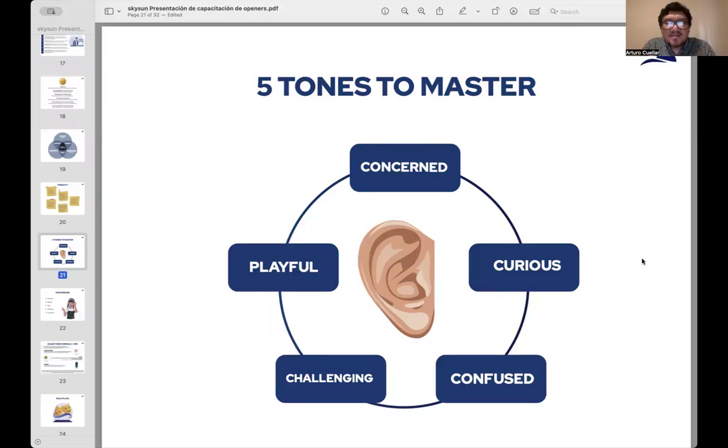As you all can see, tonality is key. I will say it's probably even more important than the actual message. If you sound flat, if you don't have the proper intonation, inflection, articulation, if your cadence is off, you're not going to get far in these phone calls. So please make sure your tonality sounds natural. You have to sound like you're having a casual conversation.